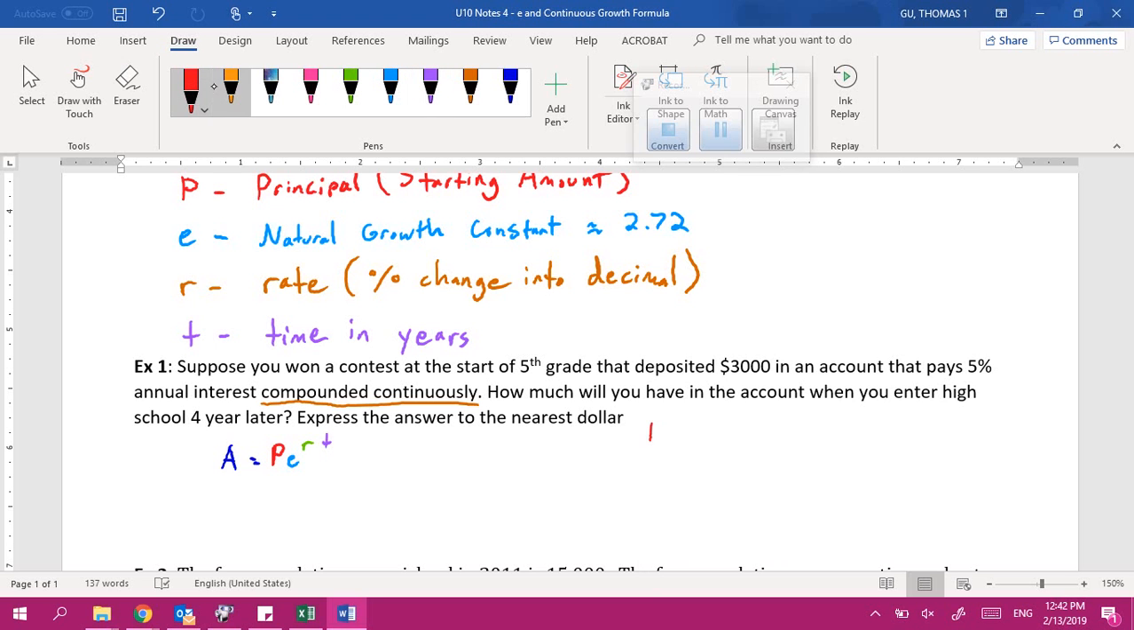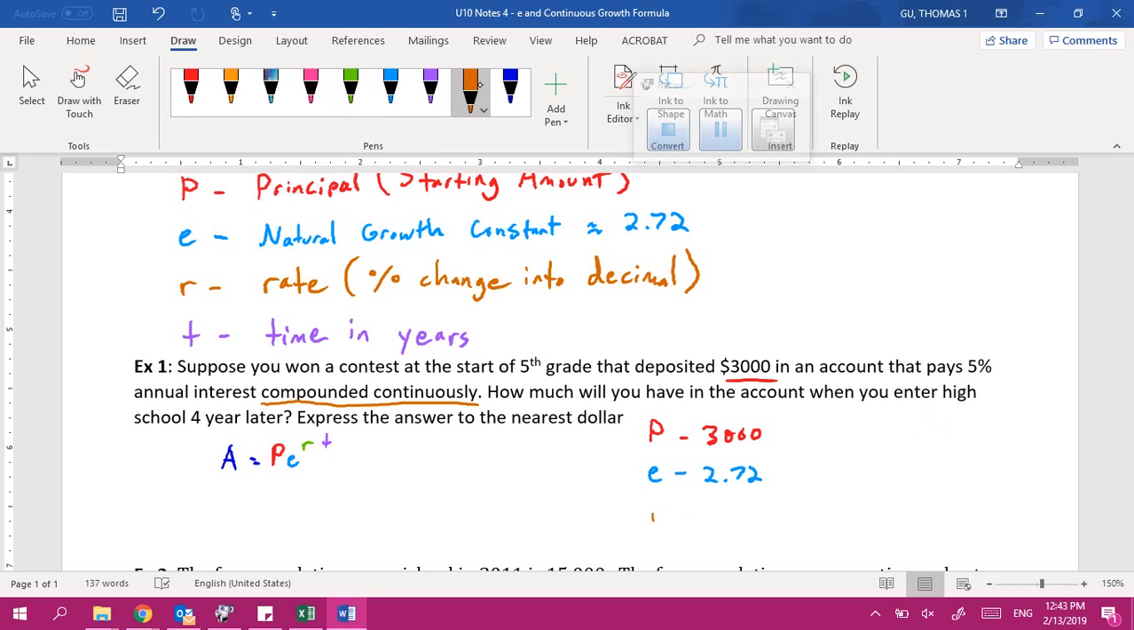So let's see what each of these things are then. What is P going to be? 3,000, right? That's the starting value. E is our constant, right? E is about 2.72. But in the calculator, you have a button that says E. What's the rate? 0.05, right. It says 5%.